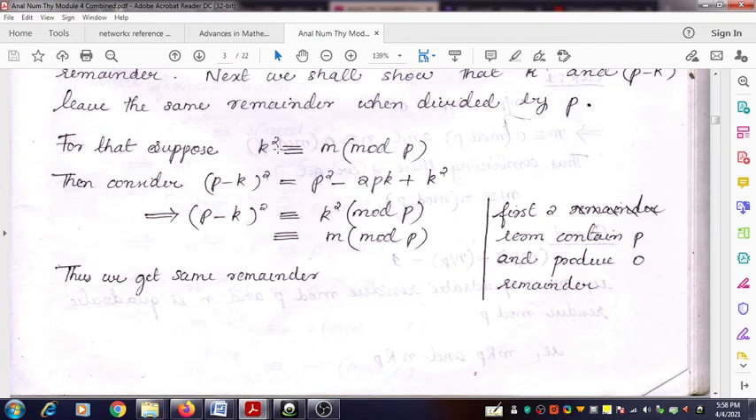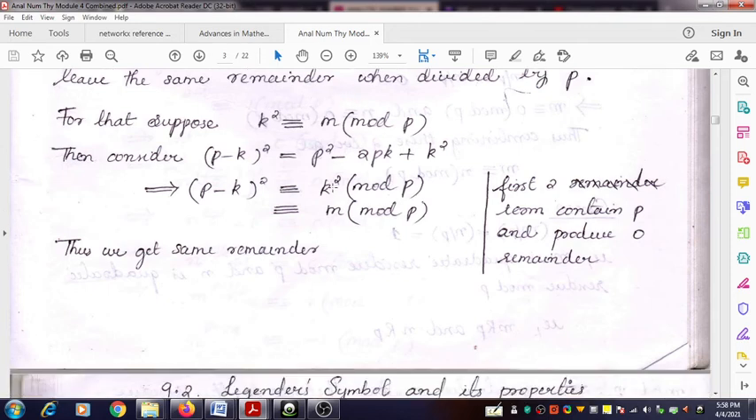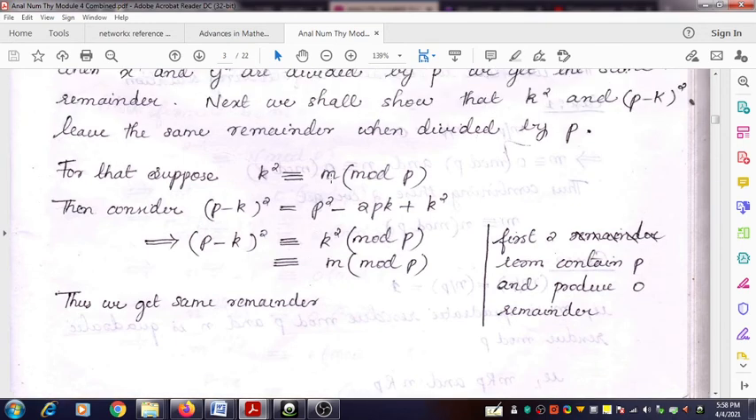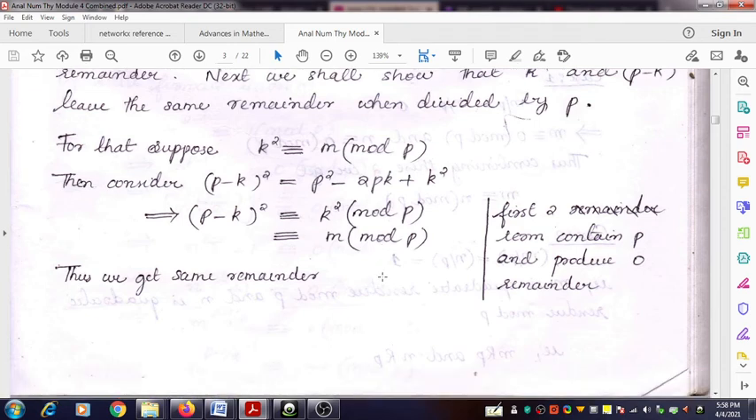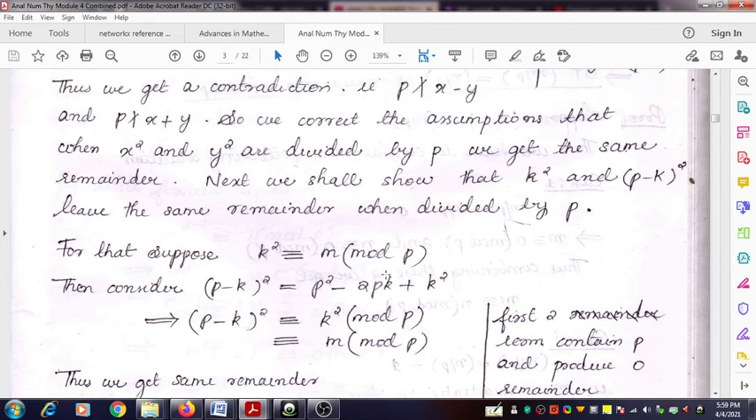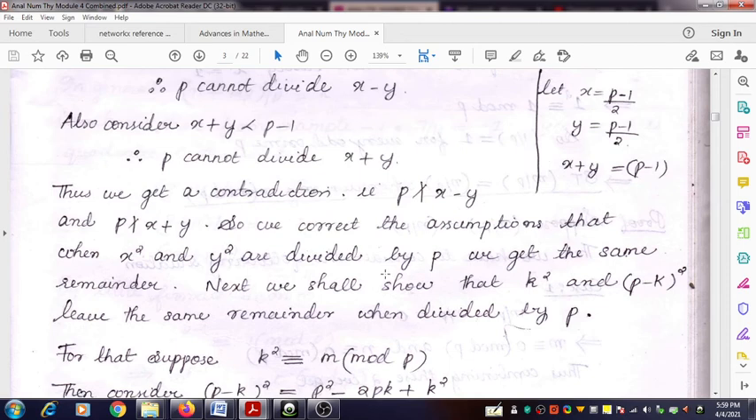But considering the assumption we took, when k square is divided by p, we get m as the remainder, so k square is congruent to m mod p. Therefore, k square is congruent to m mod p, and p minus k the whole square is congruent to m mod p. Thus we have completed the proof of theorem number 9.1.